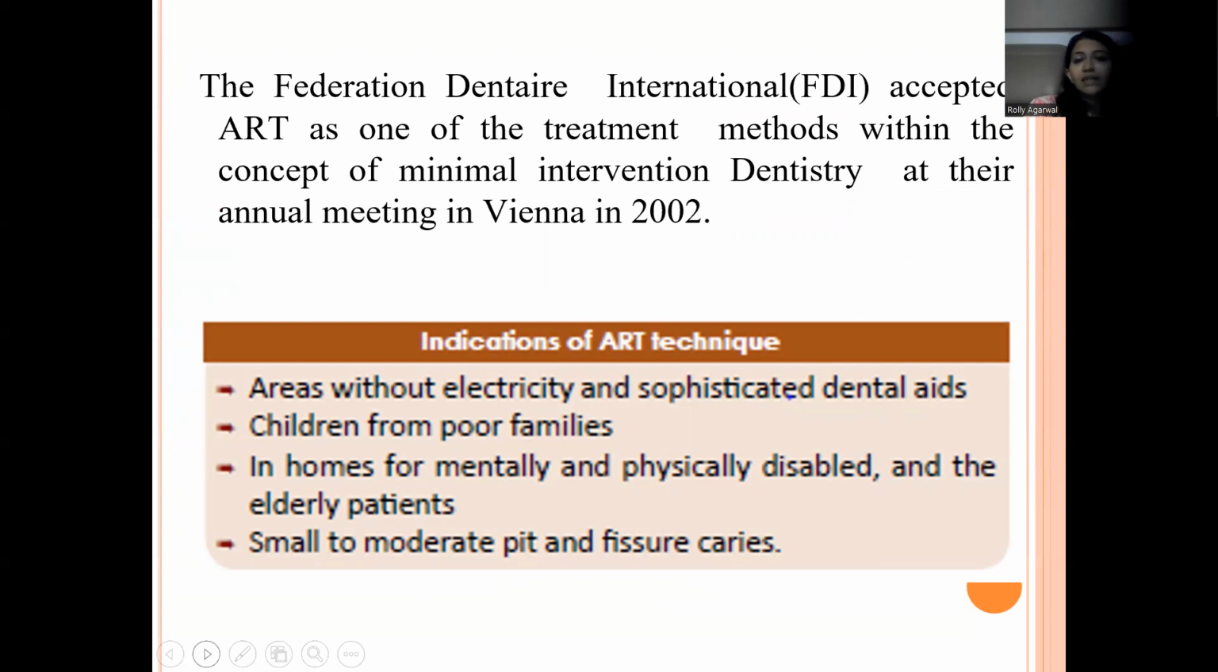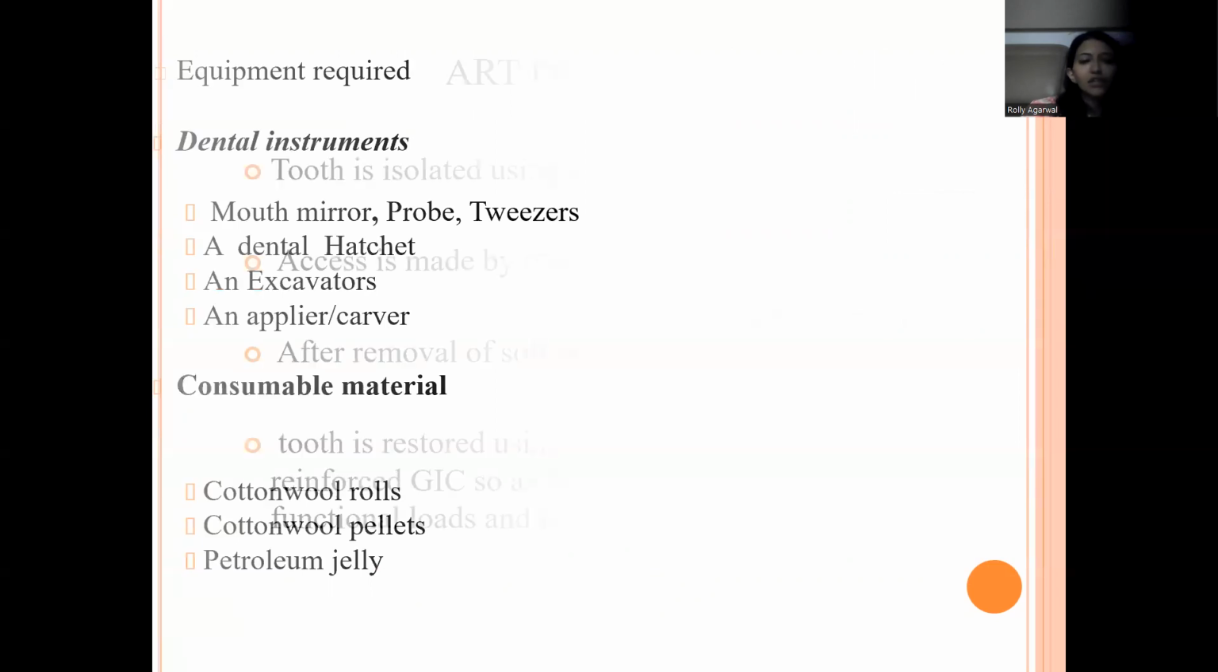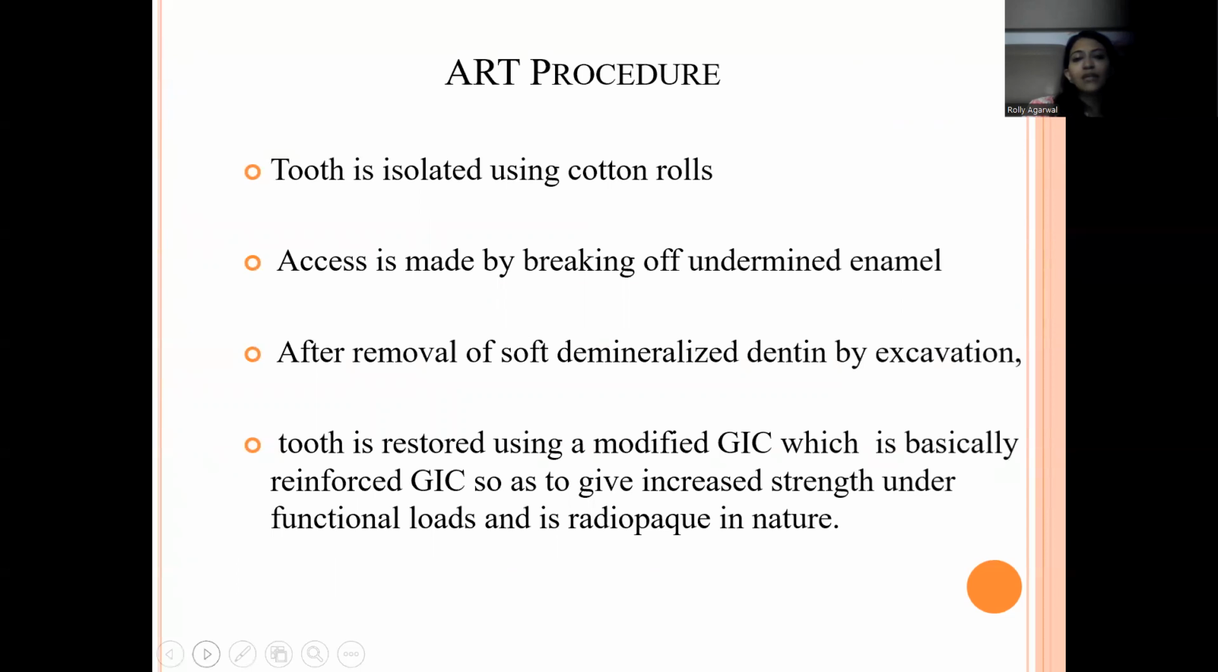So it is one of the concepts of minimal intervention dentistry, where only hand instruments are used to chip away and remove the unsupported enamel. And then later excavators will be used for removing the infected dentine, which cannot be remineralized. So the tooth is isolated using cotton rolls. Access is made by breaking off undermined enamel. After removal of soft demineralized dentine by excavation, then you can restore it.